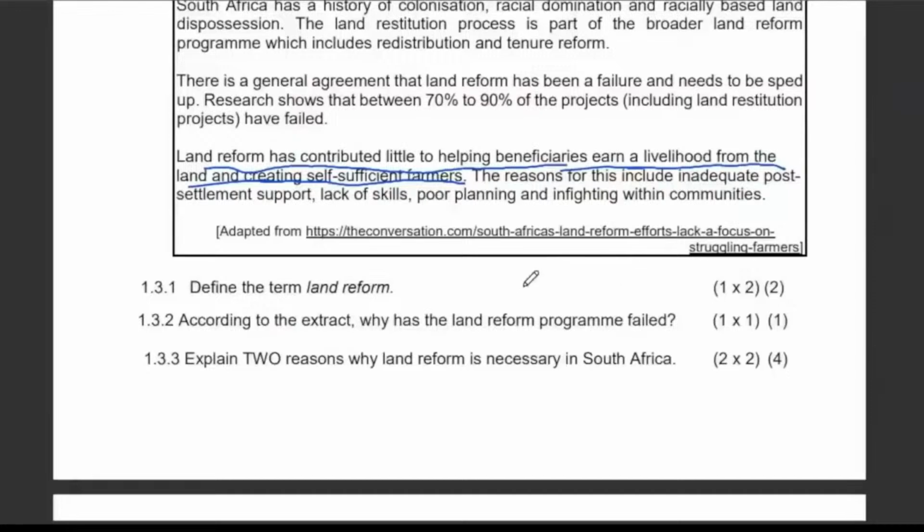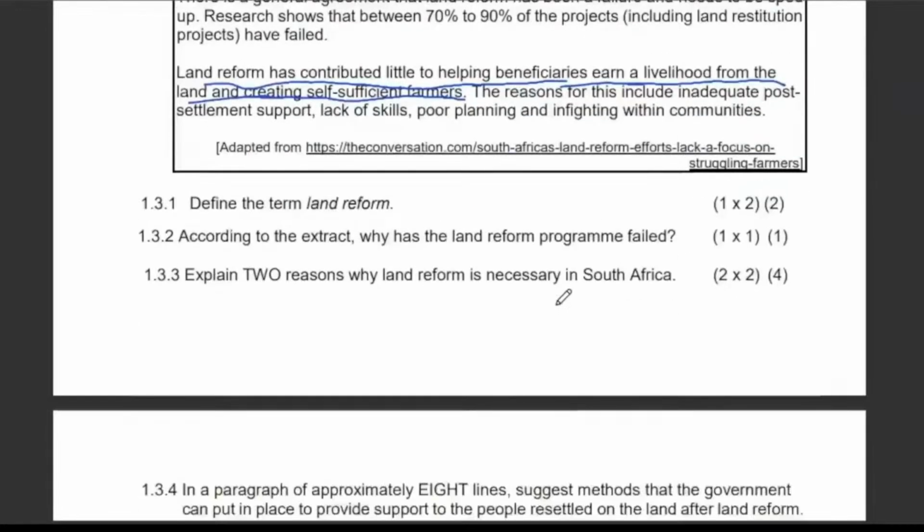Moving on to the next question. Explain two reasons why land reform is necessary in South Africa. Why must the government institute land reform in South Africa? Why is it a necessity that the government puts in place land reform? Right? We can talk of improving food production.